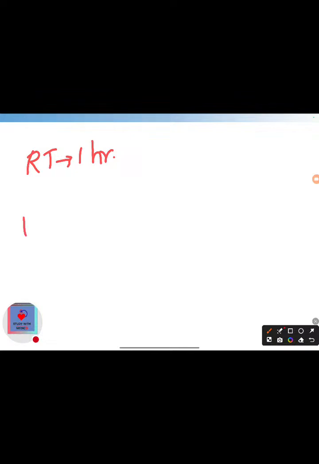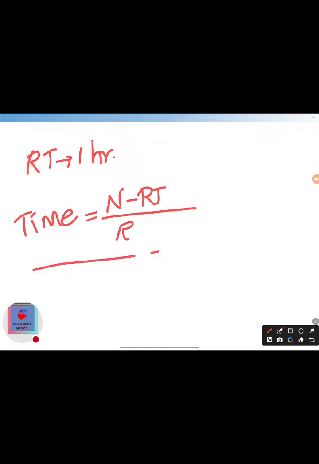How will you find out the approximate time since death? Normal body temperature minus rectal temperature, divided by the rate of fall of temperature per hour. This gives the approximate time since death.